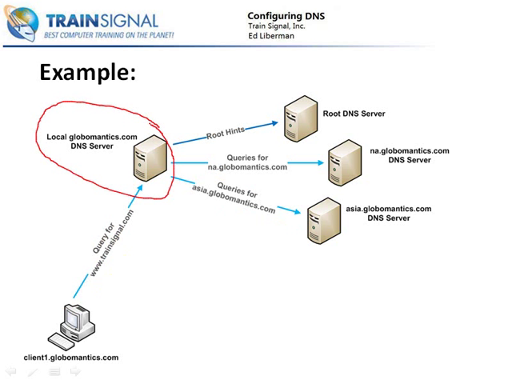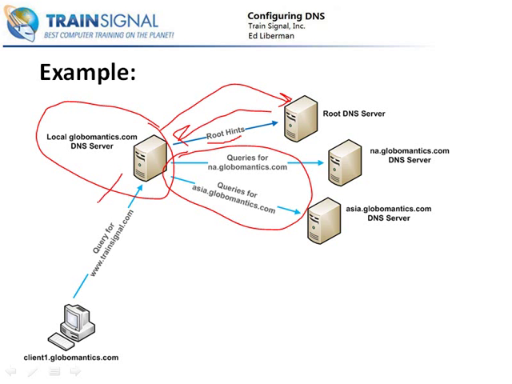This DNS server is not authoritative for trainsignal.com. There are no specific forwarders set up for the trainsignal.com domain. So what we're left with is, let's try our root hints and go out to the root DNS server. The root DNS server is then going to send back a response saying go ask .com. .com will then say go ask trainsignal.com. Trainsignal.com will say, sure, here's the IP address. The IP address comes back to the globalmatics.com DNS server, who sends it back to the client.